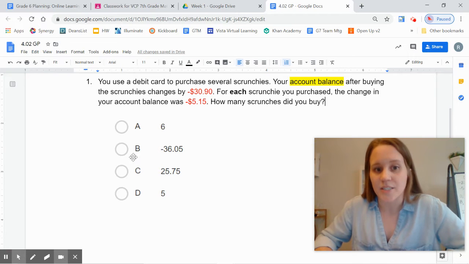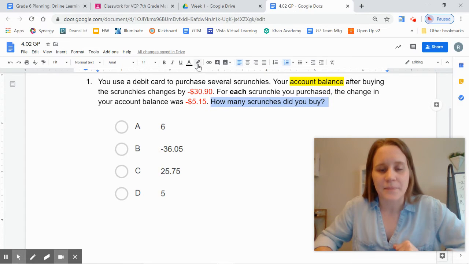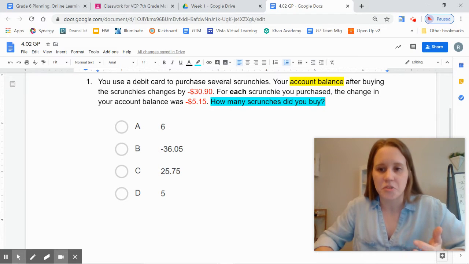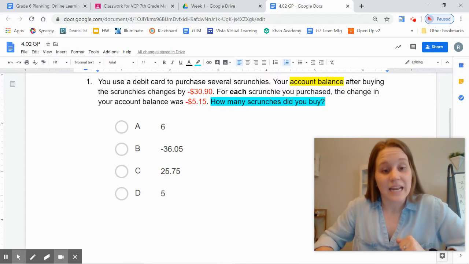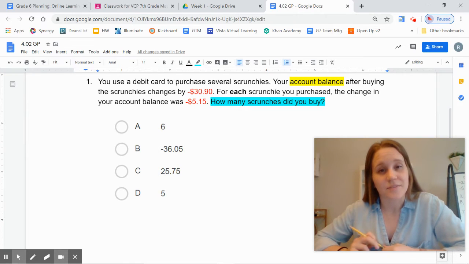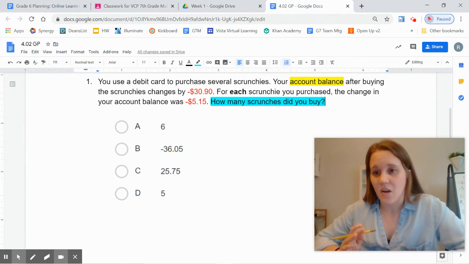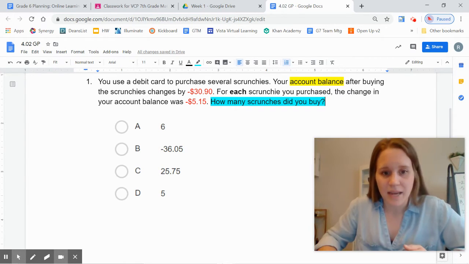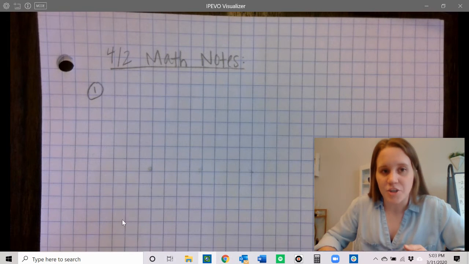Perfect. It's multiple choice, so let me take a look at those answers first before I get started. The question is, how many scrunchies did you buy? Would it make sense to buy 6 scrunchies? Sure, maybe. Would it make sense to buy negative 36.05 scrunchies? No way, right? B doesn't make sense at all. C, does it make sense to buy 25.75 scrunchies? I don't think so. What about 5? Maybe 5. Okay, so let's go ahead and move to our paper and jot a couple of notes.